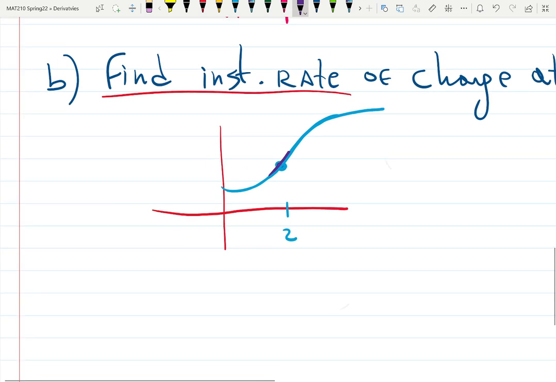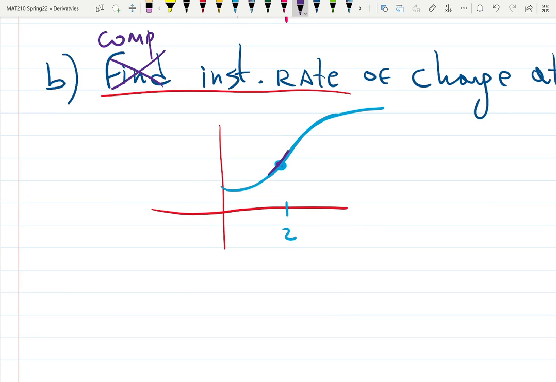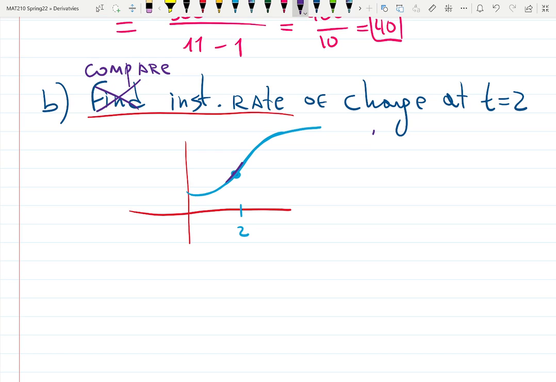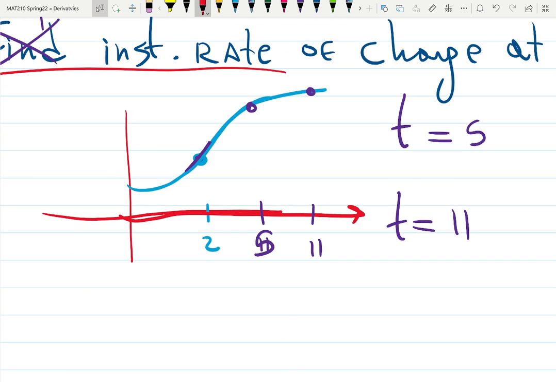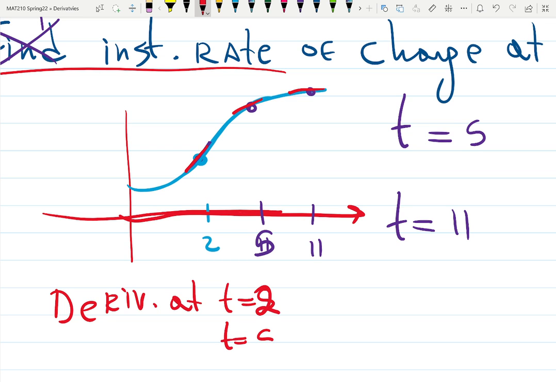So let's compare. Compare the instantaneous rate of change at t equals 2, t equals 5, and t equals 11. This is very good. What is the comparison? Zooming in, each will have these kind of sticks. Each stick is called a tangent line. The tangent line shows you the behavior of the function. It's literally the derivative, so it's the derivative at t equals 2, 5, and 11.